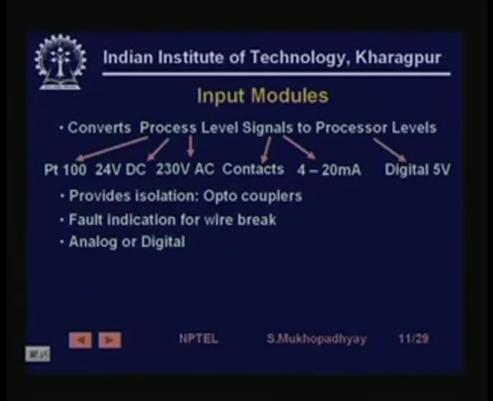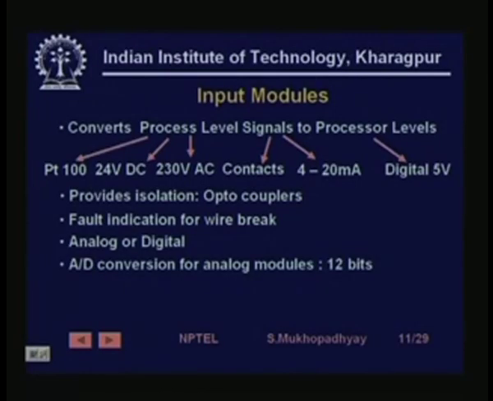They are generally of two types, they are either analog inputs or digital inputs. We understand the difference between them, right. So for example, a contact would be a digital input, and a platinum RTD would be an analog input. So obviously for the analog input modules, we need to have analog to digital conversion, typically 12 bits accuracy, multi-channel sometimes.